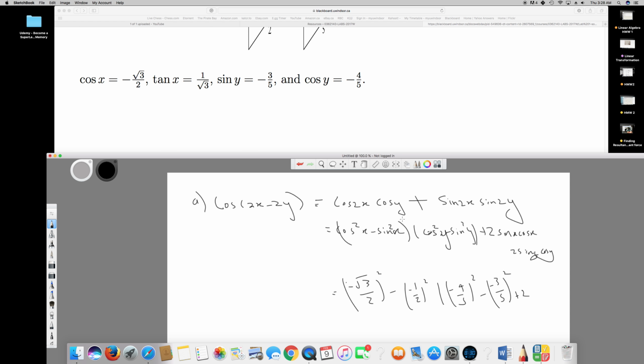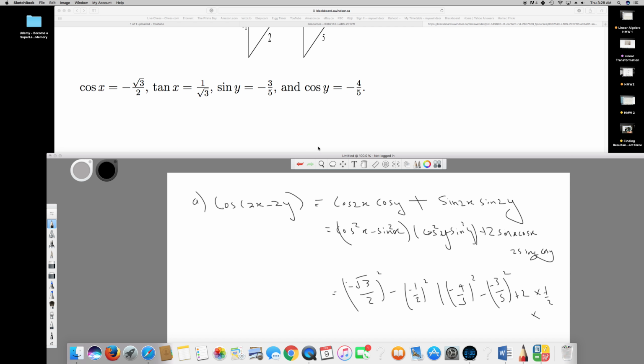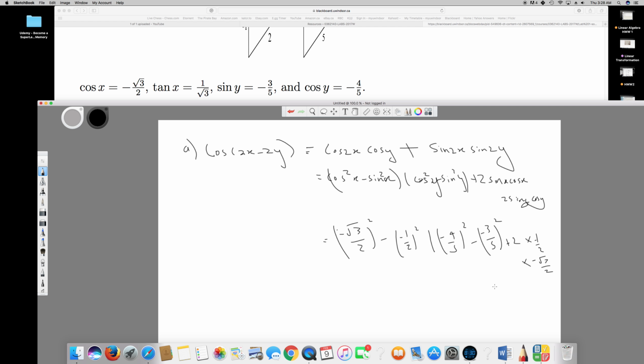Plus 2 times sin x times cos x. Sin x is equal to minus half, cos x is equal to minus root 3 by 2. Since that is true, we have to multiply that by 2 sin y cos y. Sin y is going to be minus 3 by 5, and cos y is going to be equal to minus 4 over 5. Let's see what we can do with this.